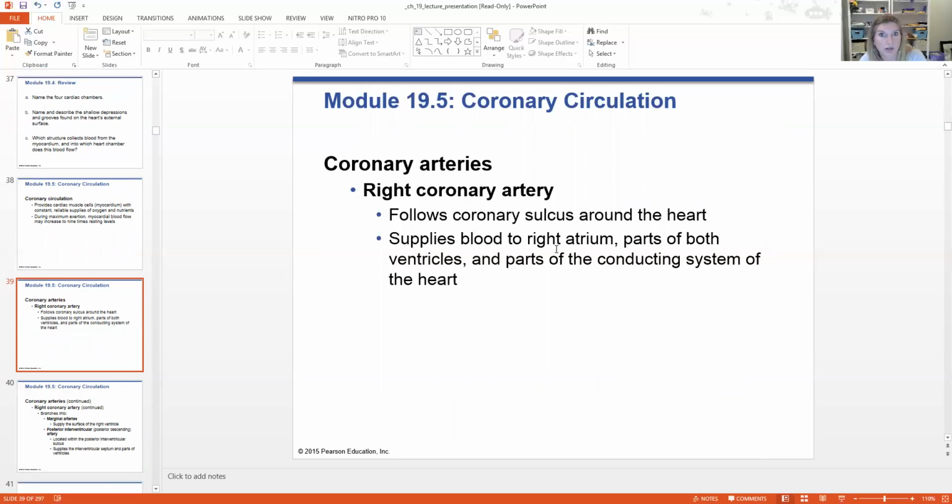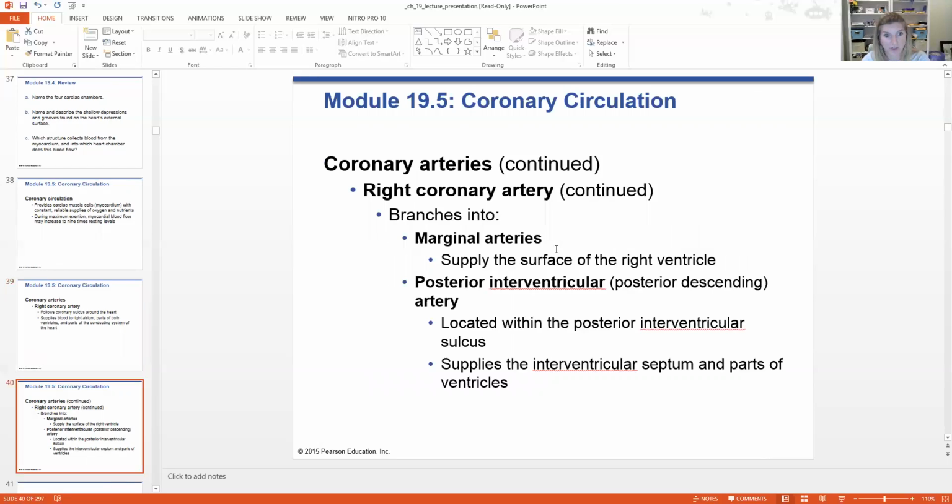You have a right coronary artery. This follows the coronary sulcus around the heart. So this supplies the blood to the right atrium, parts of both of the ventricles, and parts of the conducting system of our heart. The coronary artery will branch into what's called the marginal arteries, which are supplying the surface of the right ventricle, as well as the posterior interventricular artery or posterior descending artery.